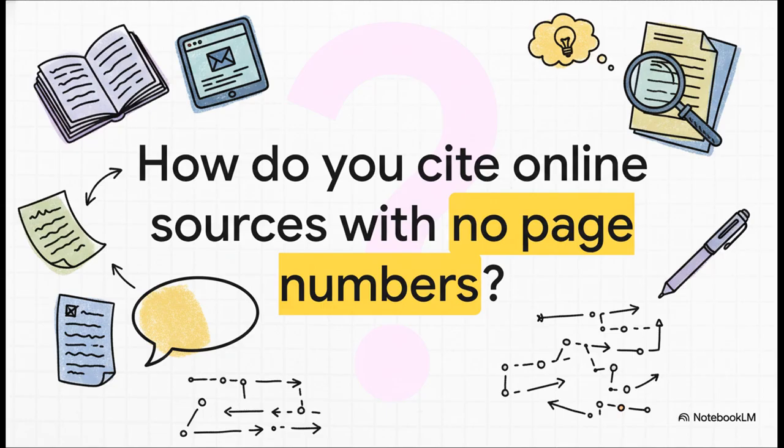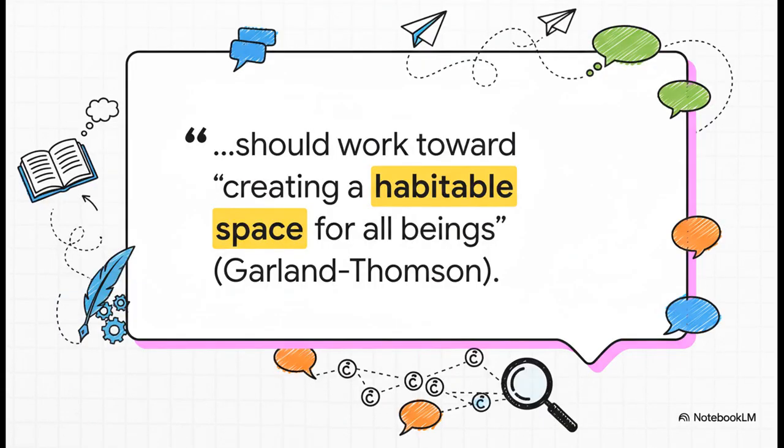You find an amazing online article. You've got the perfect quote. But then you look and there are no page numbers. So what do you do? Do you start counting paragraphs? Do you just make something up? The answer is so much simpler than you think. You just leave the page number out.